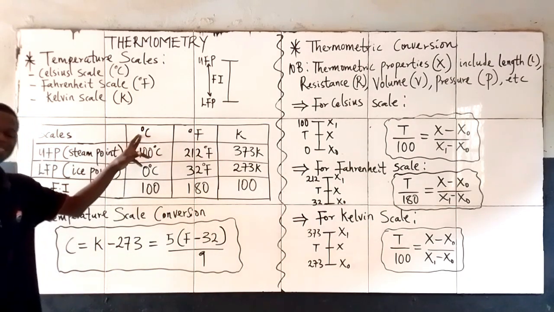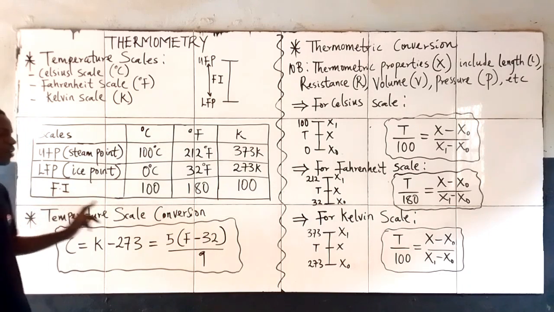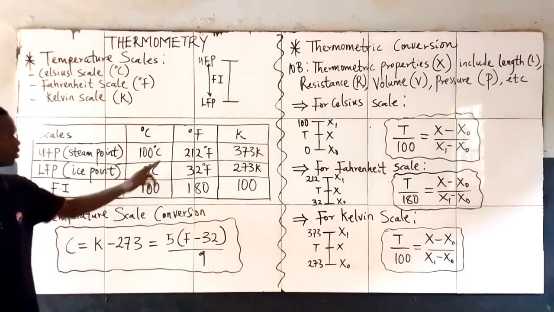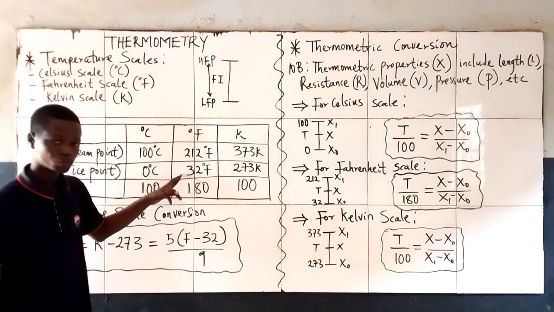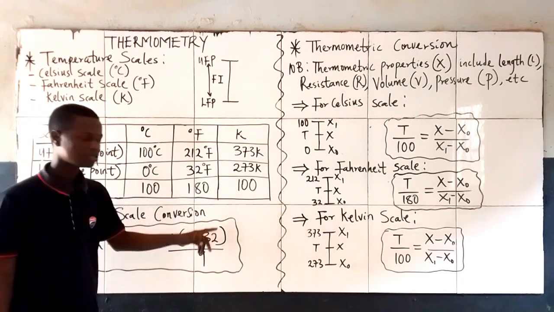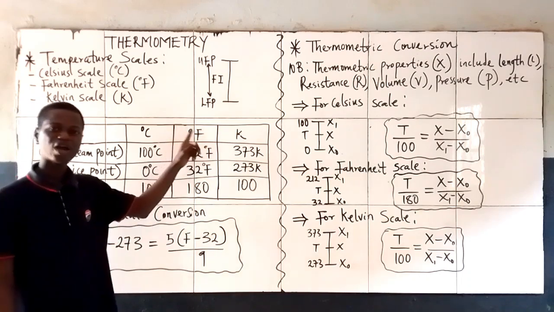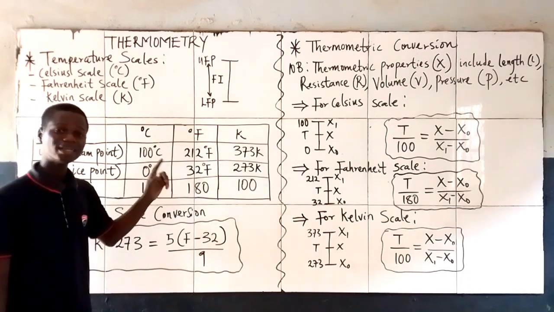So for a Celsius thermometer, the fundamental interval is what? 100. For the Fahrenheit scale now, 212 minus 32 will give us what? 180. So the fundamental interval of a Fahrenheit scale is 180.